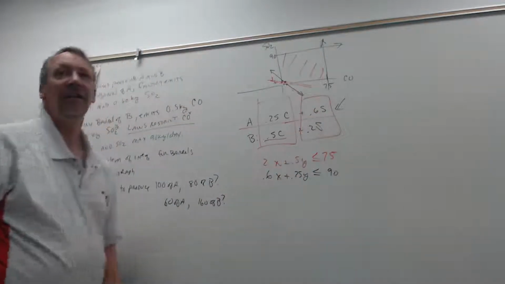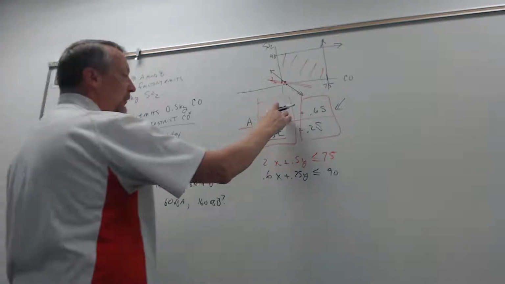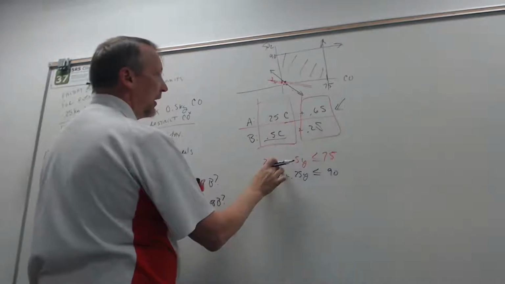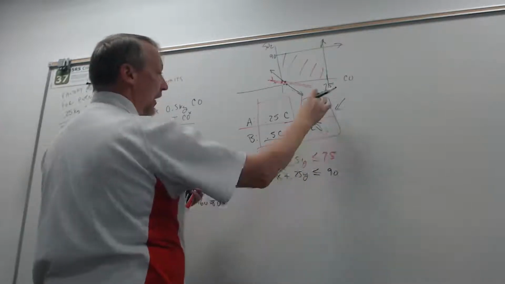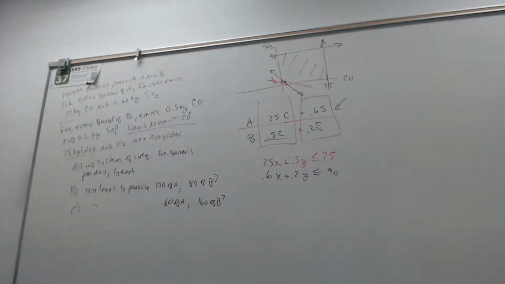That's an S. That's why I hate S's. Okay, so 0.25 of the carbon for A plus 0.5, so that's right. And this is, oh, I see what you're saying right there. That's why I hate S's, because I always mix them up like that.